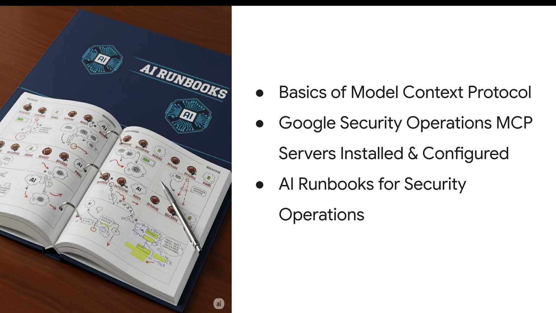Now, before we continue, there are some prerequisites to get all of this agentic goodness going. First, enough of an understanding of Model Context Protocol so that you will be able to install and configure the Google Security Operations MCP servers along with your clients of choice. For the demo in this video, I will be using Cline. Lastly, the AI Runbooks get cloned in order to establish the SIEM links for your client of choice.